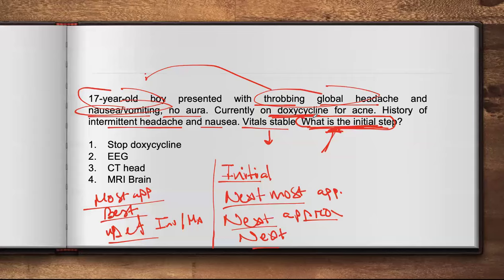You can't just read it. You have to do brainstorming. And that brainstorming will give you some ideas. You look at the options: you have to stop doxycycline. EEG, which is electroencephalogram, that's for epilepsy, right? If we are thinking of epilepsy, then we will do it. CT head, MRI brain. Now, what's your thought about this case? What do you think? What's the diagnosis you will be looking for?